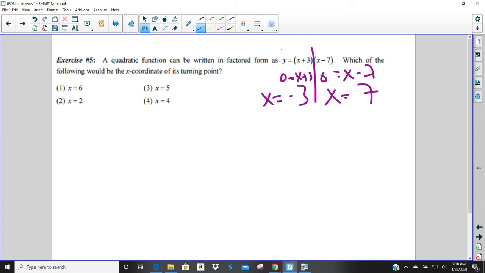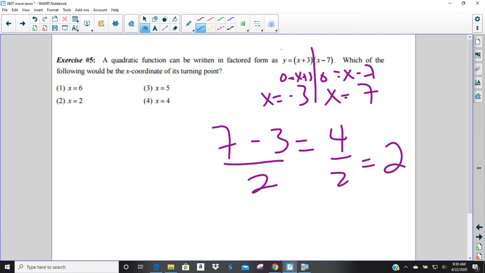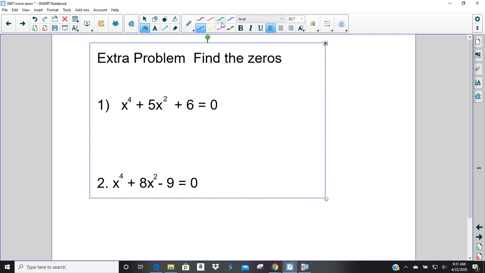So I mentioned to you, I just add. So in this case, we have a negative, that's fine. So I'm going to do 7 plus -3, right, equals 4. I now take that number and I divide it by 2, and I get 2. So the turning point's x coordinate is going to be x equals 2. Okay? I want to tack on 2 more problems with you, and then we're done for the day.